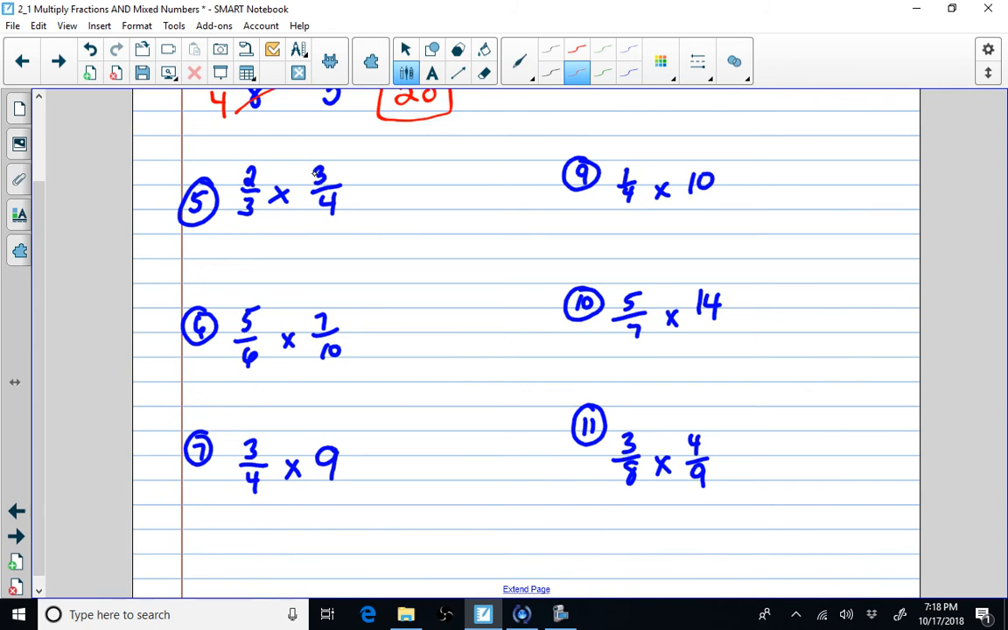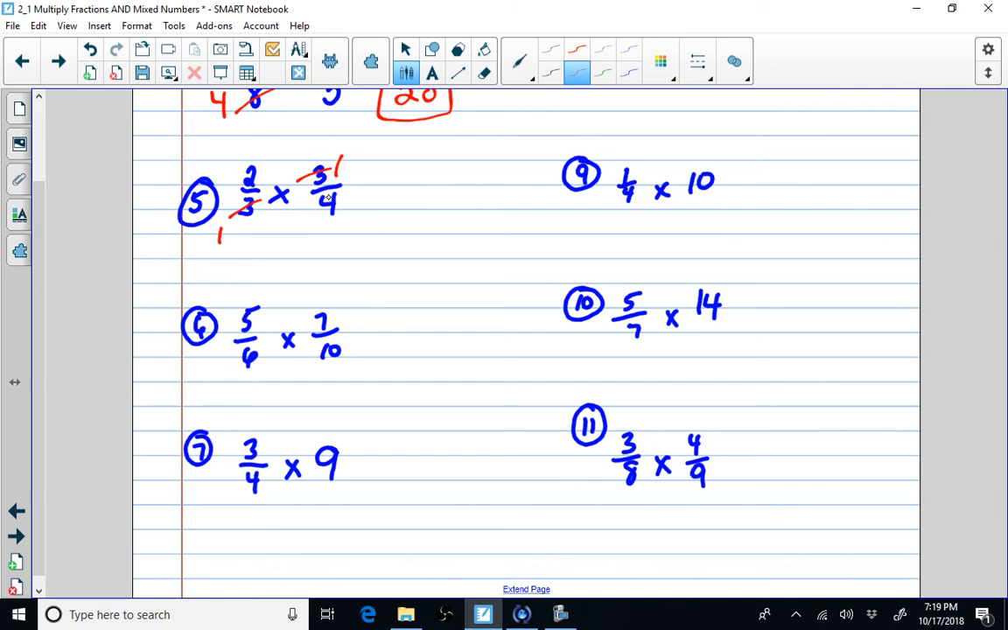3 and 3 I can divide out, right? I look opposite numerator and denominator. 3 and 3 have a common factor of 3. So 3 divided by 3 is 1, and 3 divided by 3 is 1. I use that common factor to simplify before I multiply.